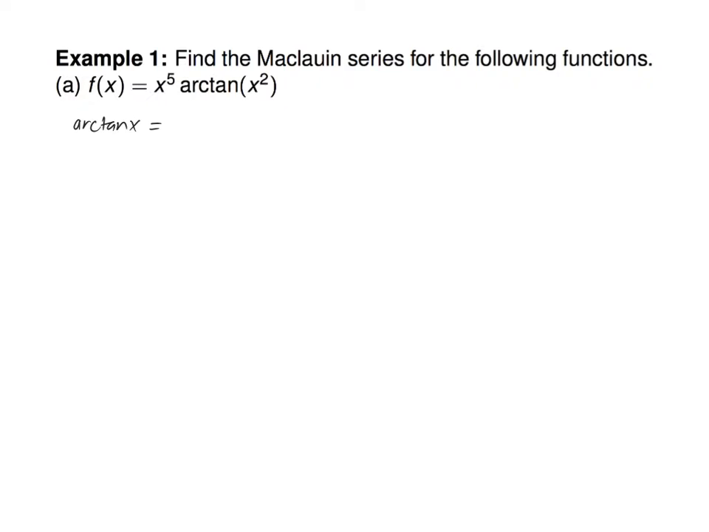Okay? This was on your notes, so just write down arctan of x: the sum from n equals 0 to infinity of negative 1 to the n, x to the 2n plus 1 over 2n plus 1. That's the formula for arctan.